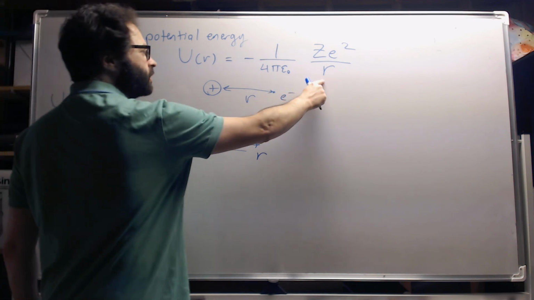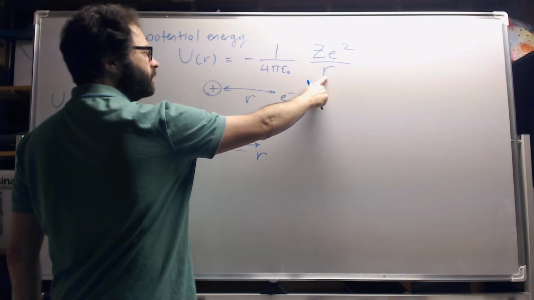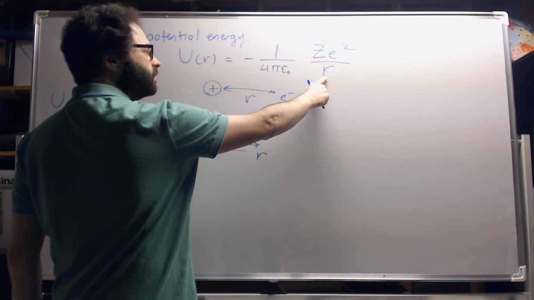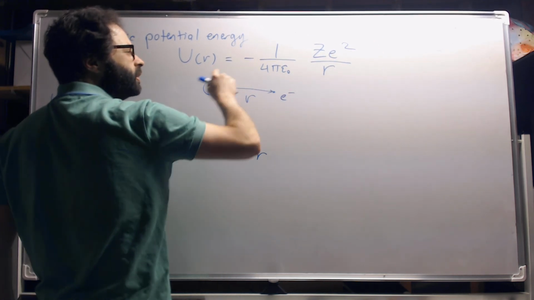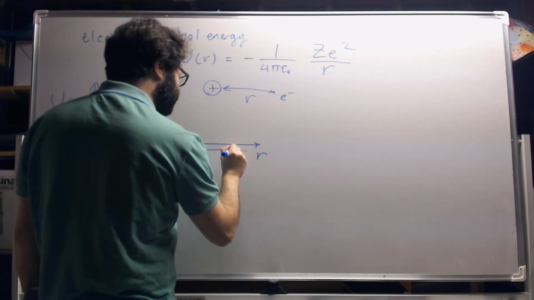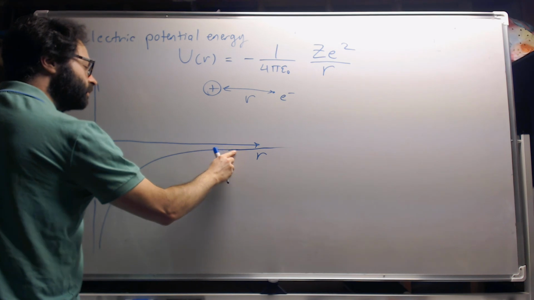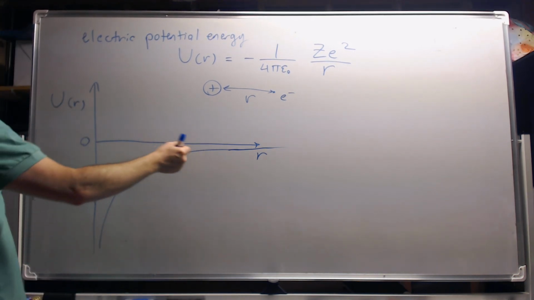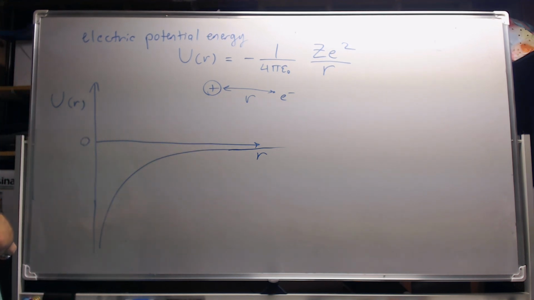When r is very large, when r is infinite, so when the electron and the proton are very, very far apart, the potential energy goes to 0 according to this formula. And so it asymptotically approaches 0 as r goes to infinity. As r goes smaller and smaller, the potential energy goes down from 0, so it becomes more negative.